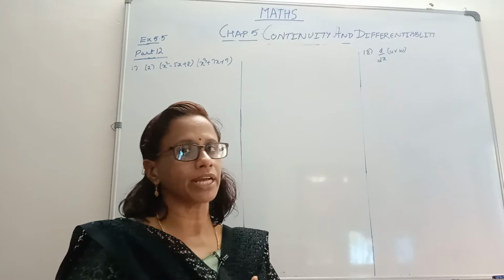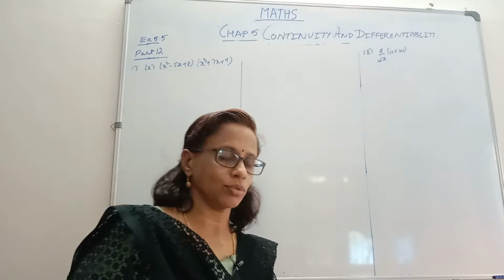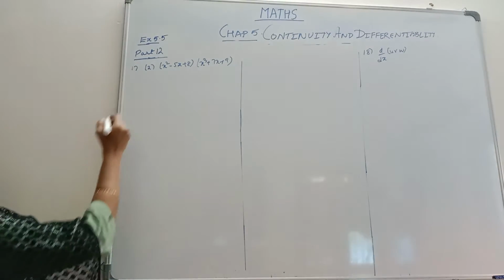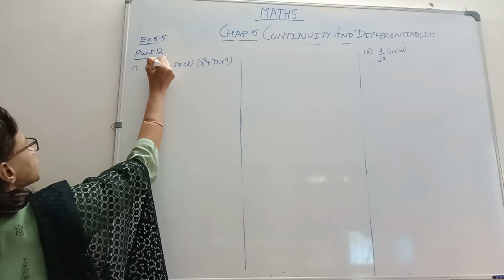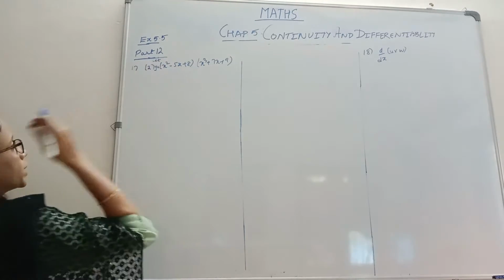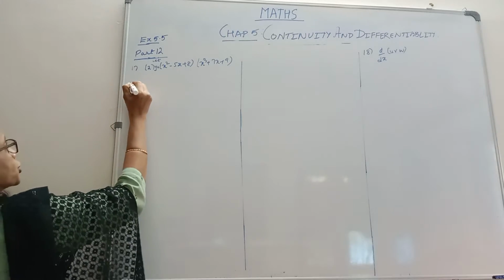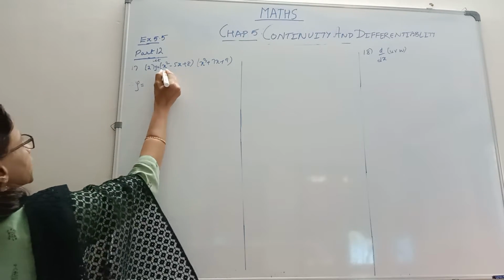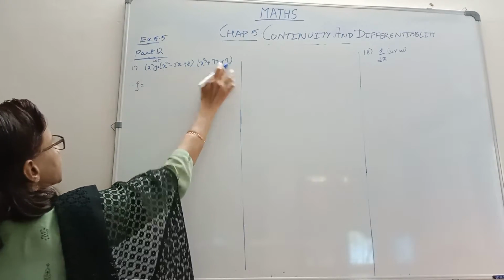Already in part 1 we have done it by product rule. So let's continue with this and let's see how this is coming. We have already called this y in our previous problems also. This is y, and we are doing it by expansion. So let's expand. First, x squared is getting multiplied by all this.